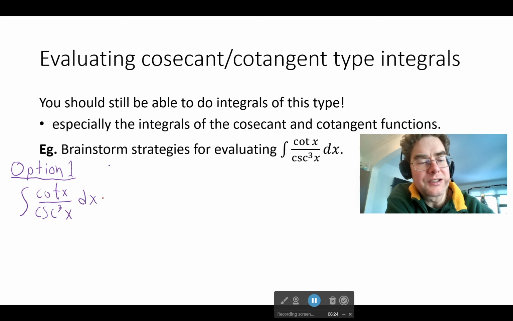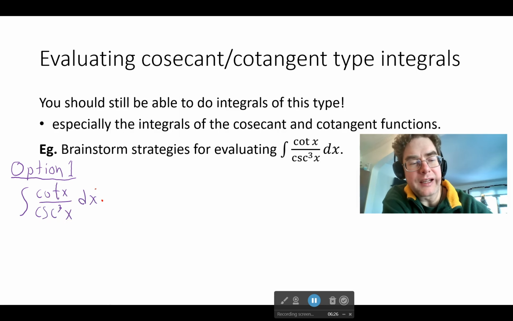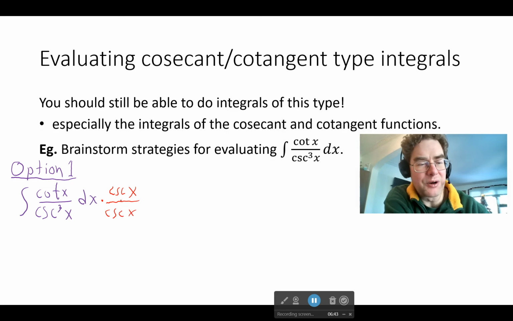There it is. Okay, so let's take the integral, and we have a cotangent x in the numerator. If we had a cosecant x, that would be very helpful, so let's put it there. But as you know, if you multiply the numerator of a fraction by something, you've got to multiply the denominator of the fraction by that same thing. And so there we go. Maybe we'll just leave it like that.